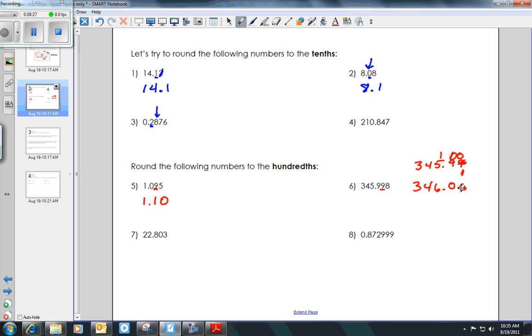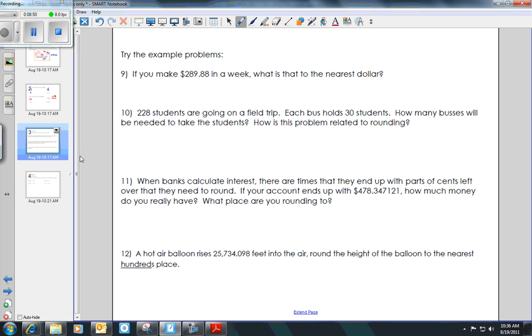We keep those zeros because we're rounding to the hundredths spot, so we have to have a number in the hundredths spot, but we can drop the rest of it off. Okay, I want you to go ahead and try rounding 7 and 8 to the hundredths spot also. Now, once you've done that, we're going to look at some word problems and try those examples.